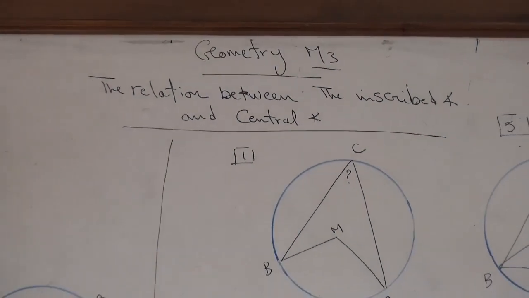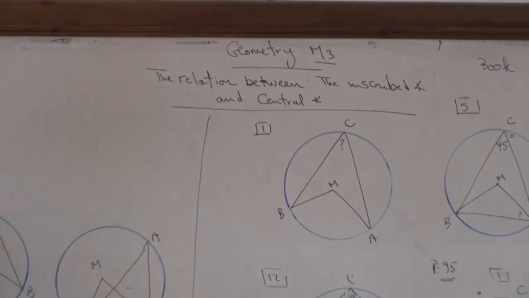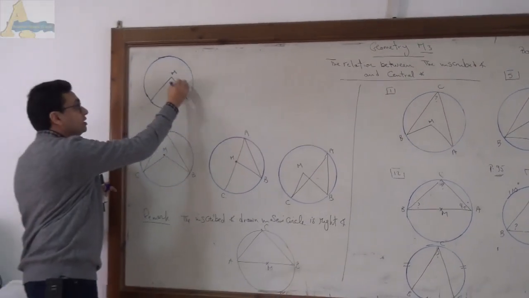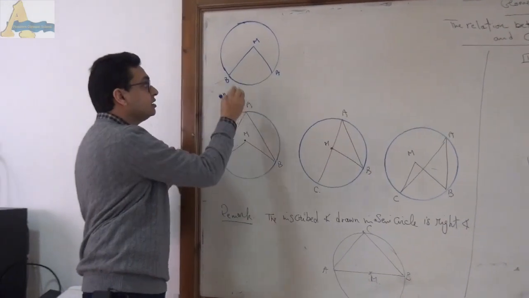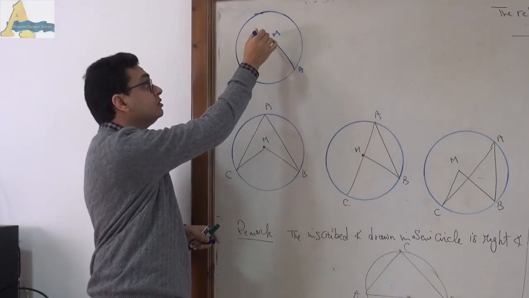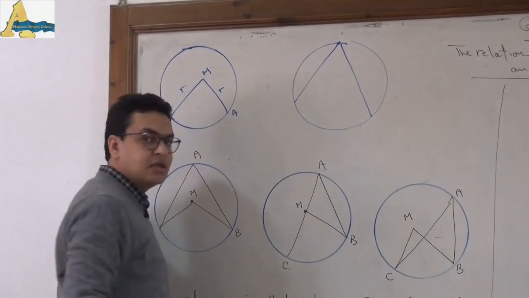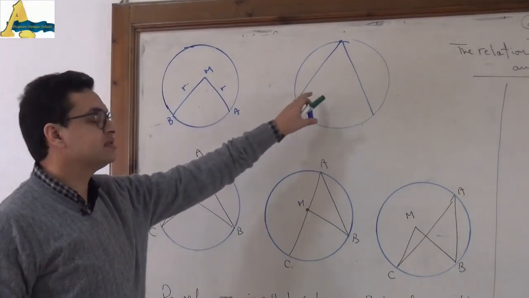Hello, middle 3. We have studied in the previous lesson what the central angle is, and we said the central angle is an angle inside the circle whose vertex is the center and its two sides are two radii. Today we will talk about the inscribed angle.